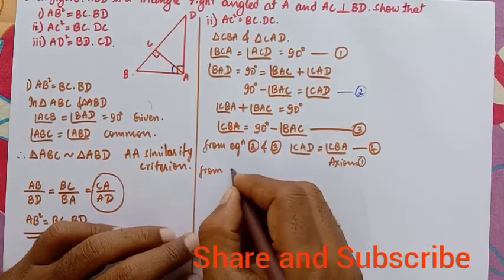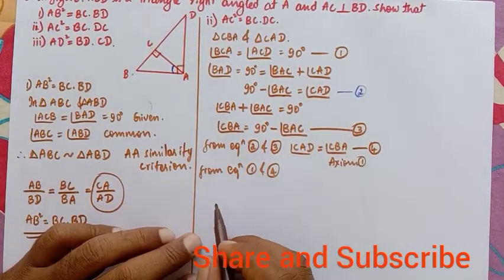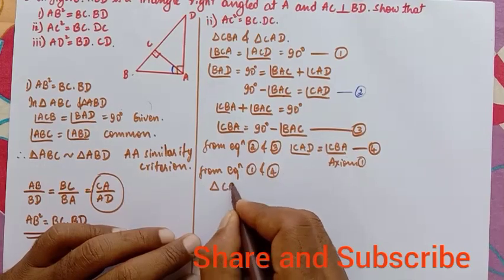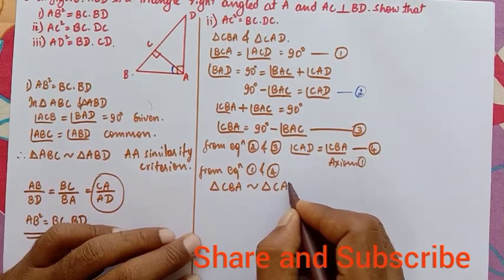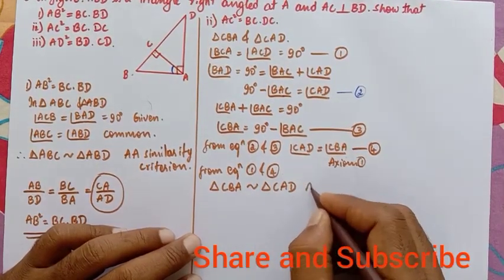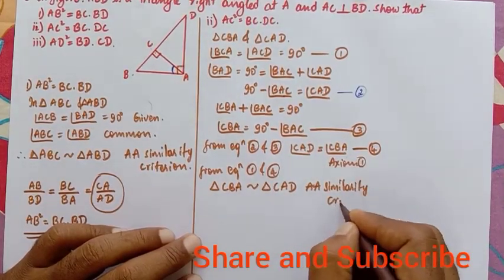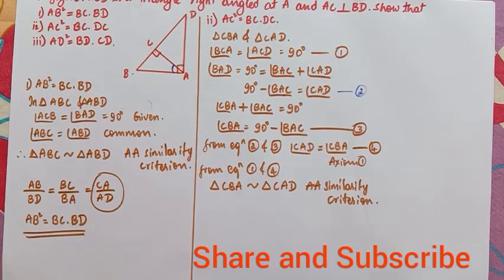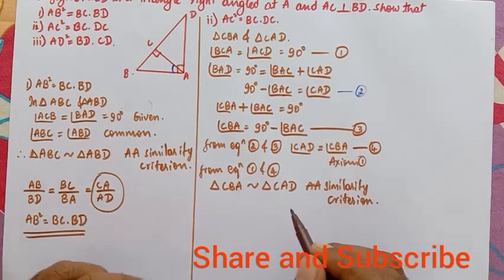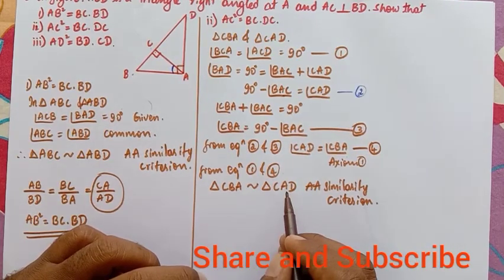From equations 1 and 4, we can state that triangle CBA is similar to triangle CAD. This is because of the AA similarity criterion. Here two corresponding angles of two triangles are equal, so these two triangles will be similar.